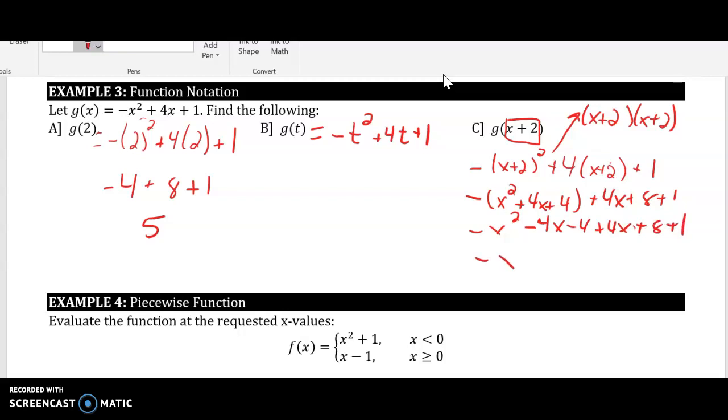So we're going to have negative x squared. Nothing else for it to combine. I got a negative 4x and a positive 4x. Uh-oh. They just cancel. Negative 4, 8, and 1. That's 5.